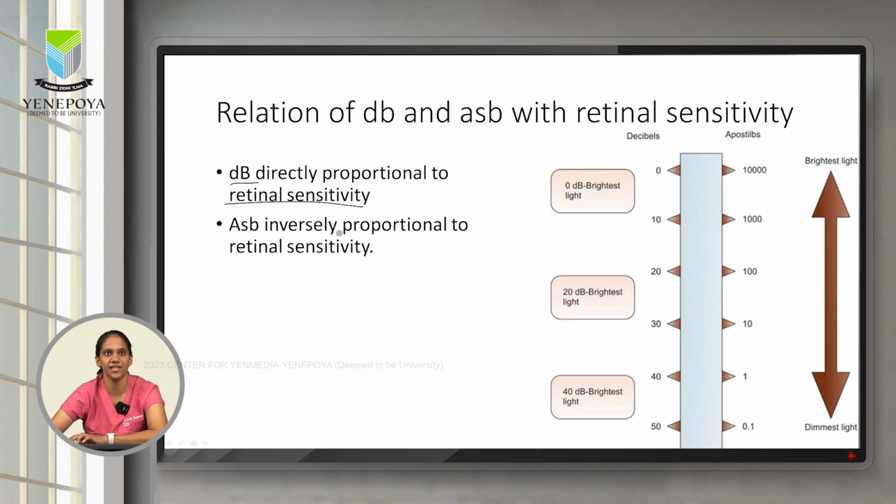Okay, so that is what I am trying to say here. Decibel is directly proportional to retinal sensitivity. The lower the decibels, the worse the retinal sensitivity. The higher the decibels, the better the retinal sensitivity. And ASB is inversely proportional to the retinal sensitivity. Okay. Once you get this concept clear, everything will start to make sense in your perimetry. It won't be just a bunch of numbers, you'll be able to figure out what exactly they mean.